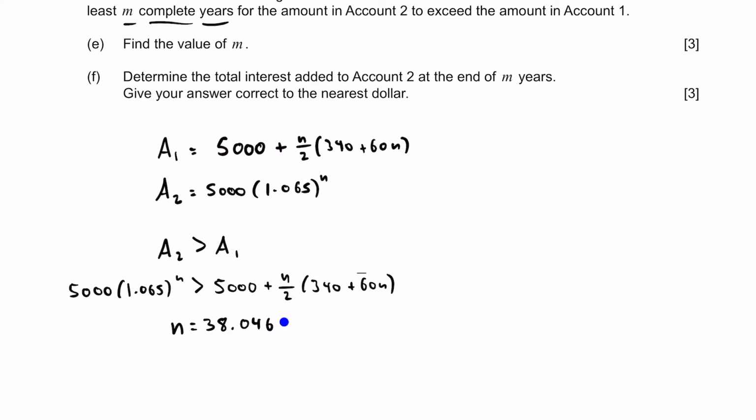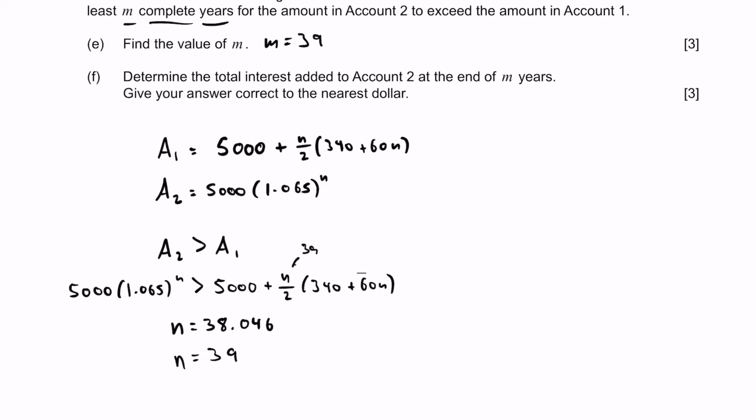Interest is paid out at the end of the year. So in terms of the number of complete years, it's not until the 39th year. So n is equal to 39, and in this case, m itself, the number of years it will take for account 2 to overtake 1, is 39 years.